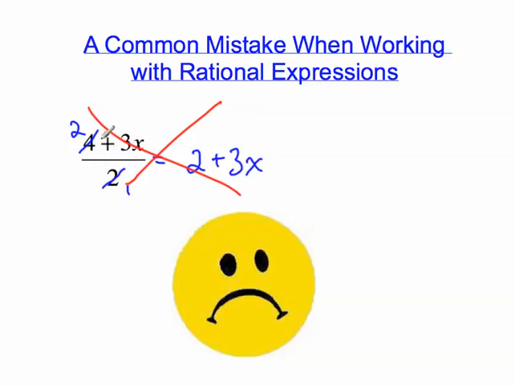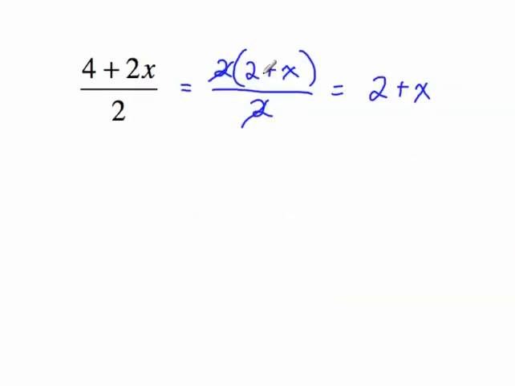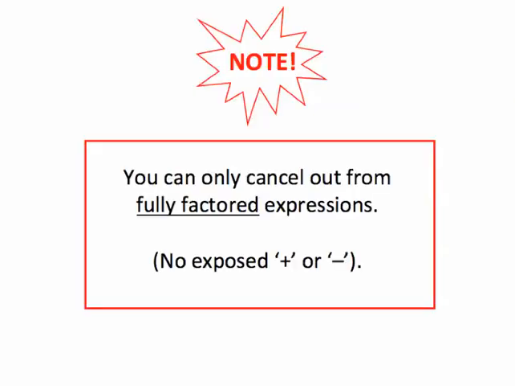Again, let's take a look back at the different cases. Here, there is an exposed plus. This plus is outside of a bracket, so we couldn't cancel. Whereas later, we saw in this case, this was the only plus, and it was not exposed, it was within brackets. This was fully factored, so then we could cancel. So again, you can only cancel out from fully factored expressions where there's no exposed plus or minus signs outside of brackets. Important thing to keep in mind when working with rational expressions.